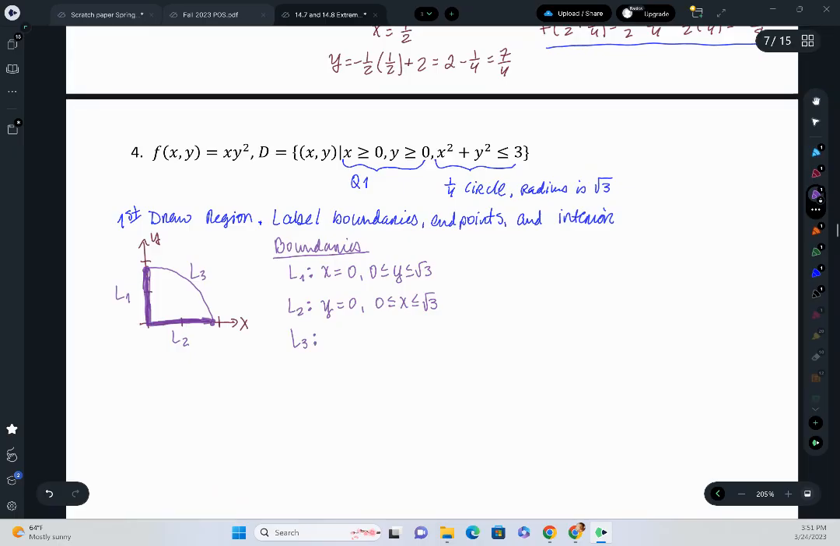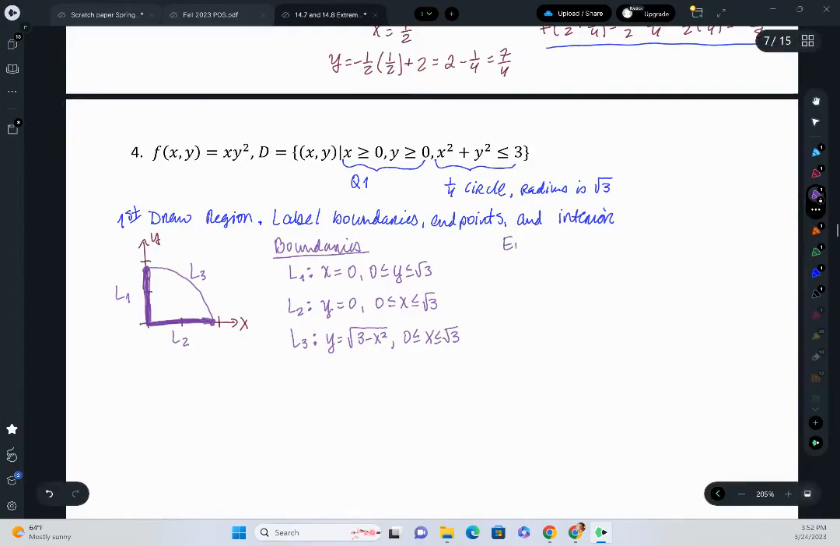L3. Well, we know the equation of a circle is x squared plus y squared is equal to 3, this particular circle, but we just want a quarter circle, where y is positive. So it looks like we could just solve for y in the equation of the circle and then state the domain for x. If I solve for y, then y is equal to the positive square root of 3 minus x squared, and x goes from 0 up to root 3. And that defines my arc. Okay, so those are my boundaries that I'm going to be working with later.